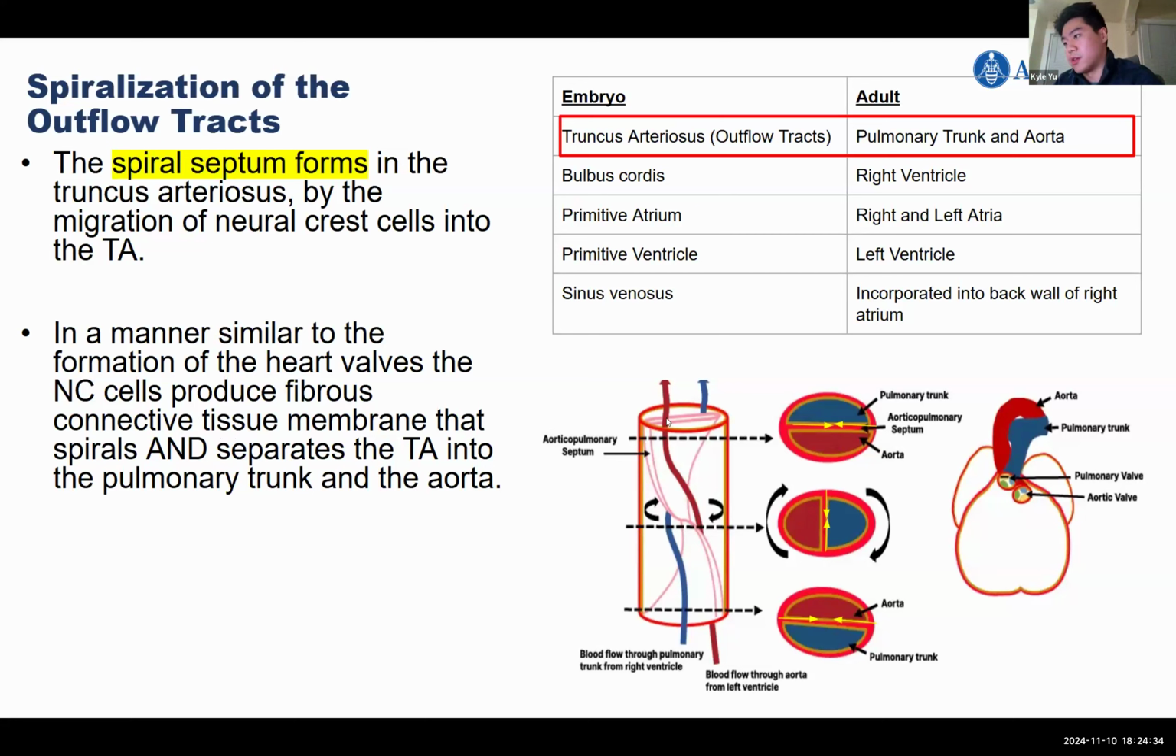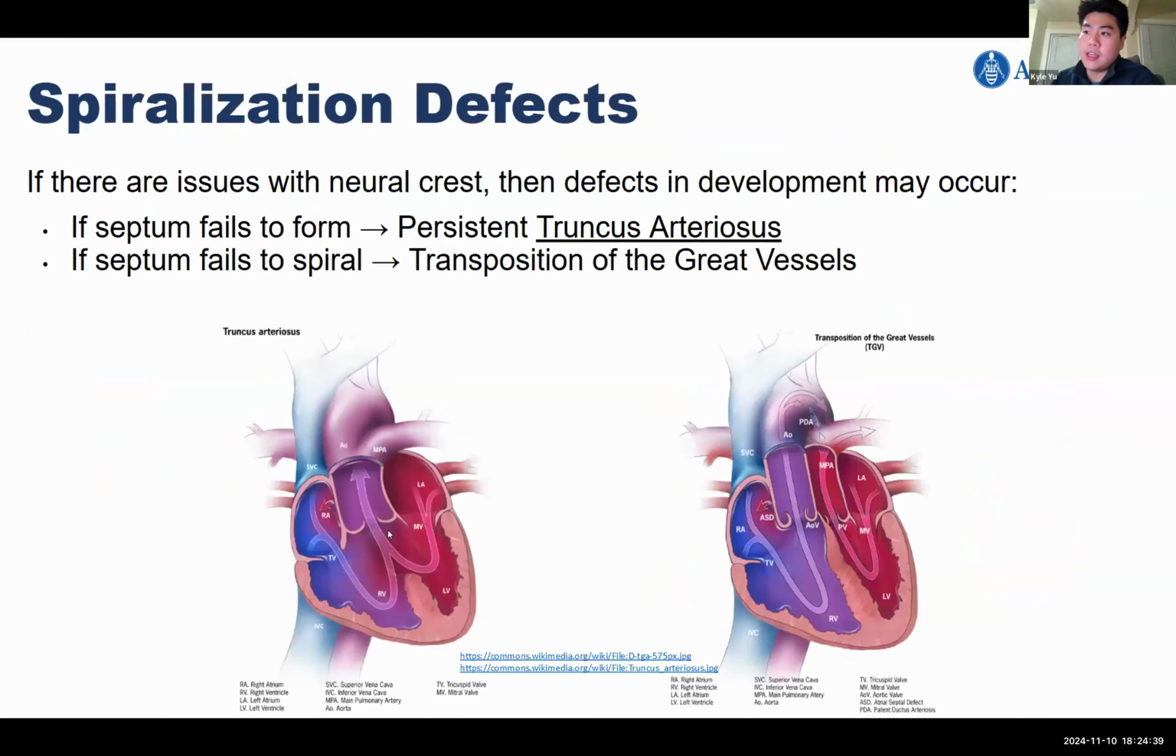And again, it's important. Let's go to the next slide. I think these two conditions are way out of scope for what you need to know for Anatomy, but I wanted to include them because I think it's important to show the importance of spiralization. If the septum fails to form at all, you have what's called a persistent truncus arteriosus, and the name truncus arteriosus is already in the name, because that's the embryologic structure. That's basically when the structure itself just doesn't form.